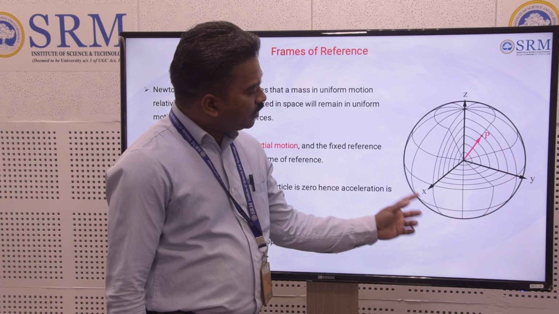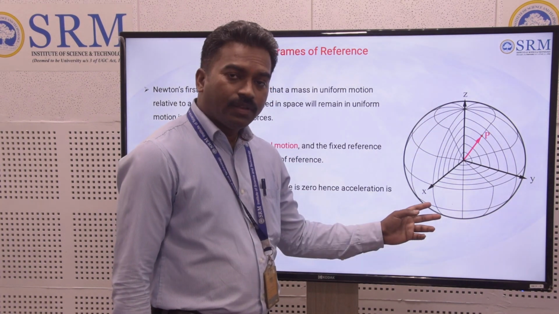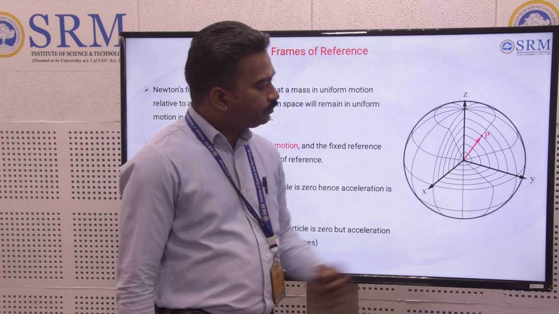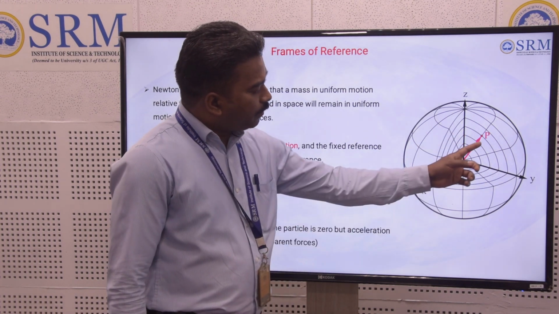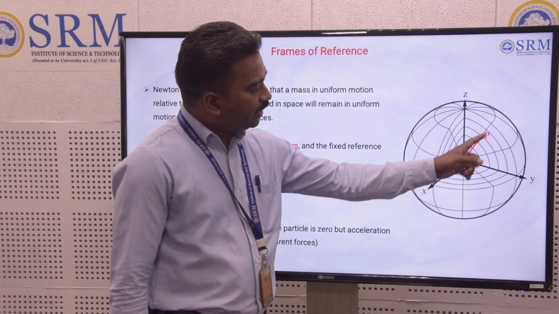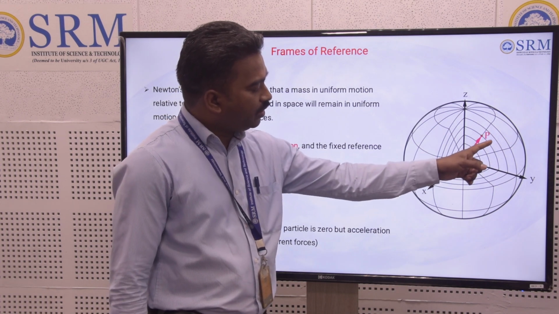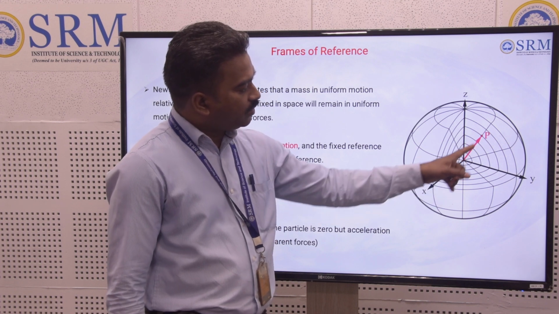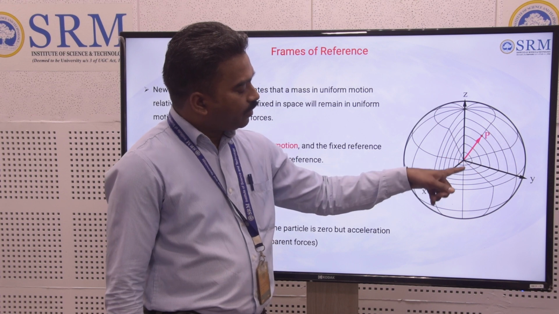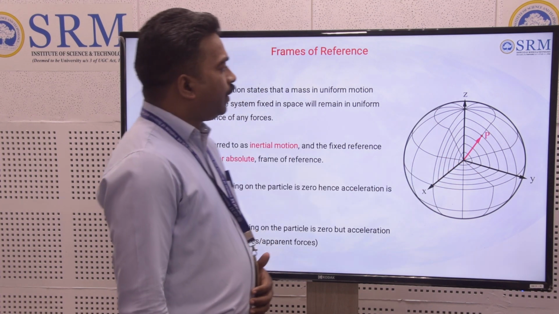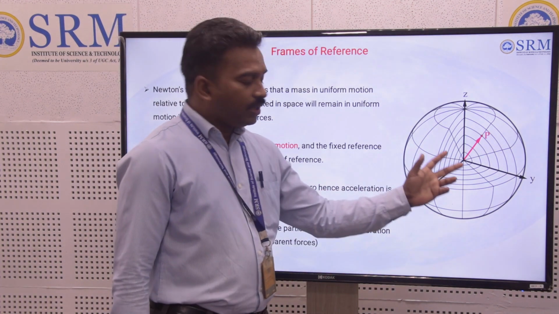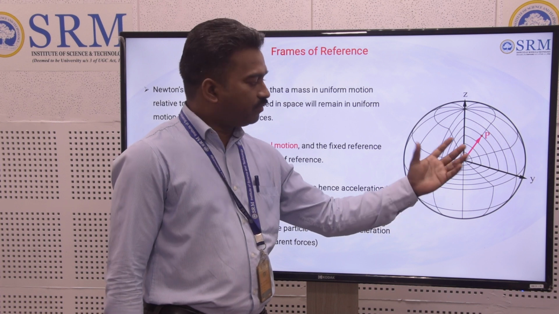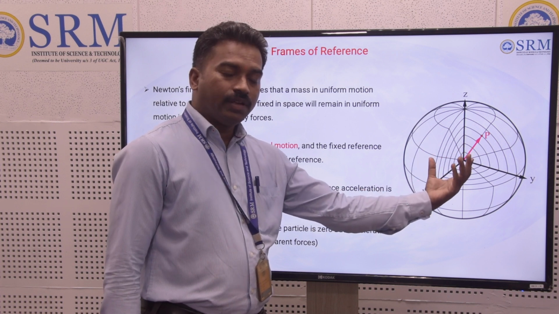Let us consider our Earth system and the coordinates x, y, and z. This is a particle, indicated with the letter P here. This pink colored arrow represents the distance of the point P from the origin. Let us assume that the coordinates are fixed in space, or with respect to this Earth system here.